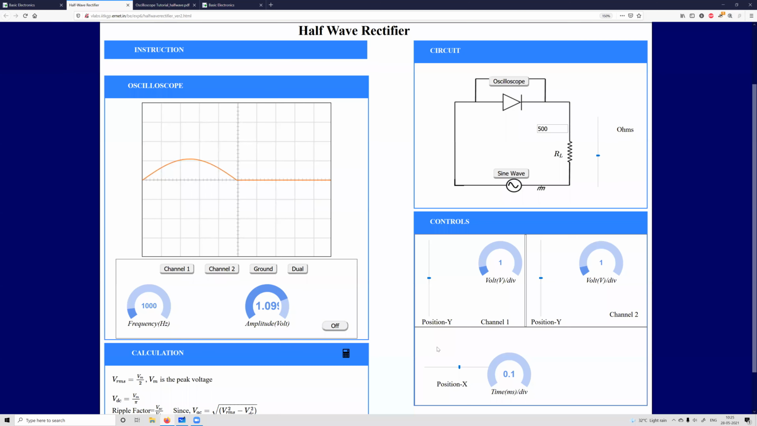The blue waveform is the original voltage. The orange waveform is the rectified output. It is possible to see both waveforms together by clicking this dual. See, we can see both the waveforms together. Here we cannot see because the orange and the blue waveforms are superimposed on each other, but here you can see it. So this is a half-wave rectified signal.